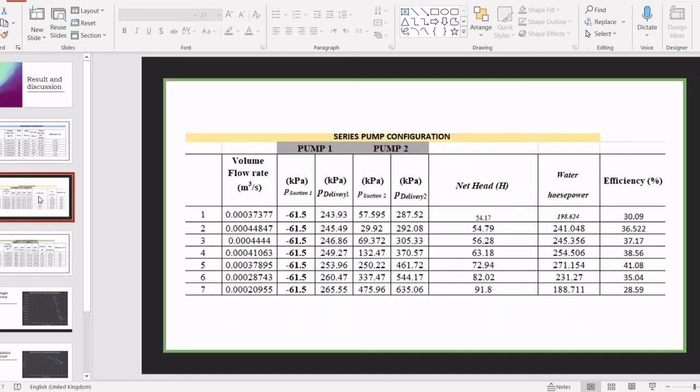The second one is the series pump configuration. We use the same procedures, but this time the efficiency in the first one is 30, then it increases until we reach the volume flow rate of 0.004444. Here the performance is increasing until we reach the efficiency of 41.08 at the volume flow rate we took, 0.0037895. Then it suddenly decreases. This is for the series pump configuration.